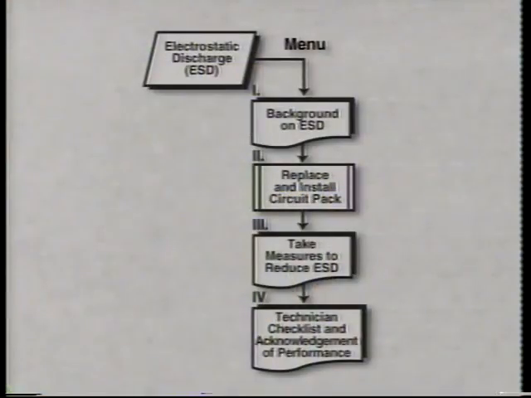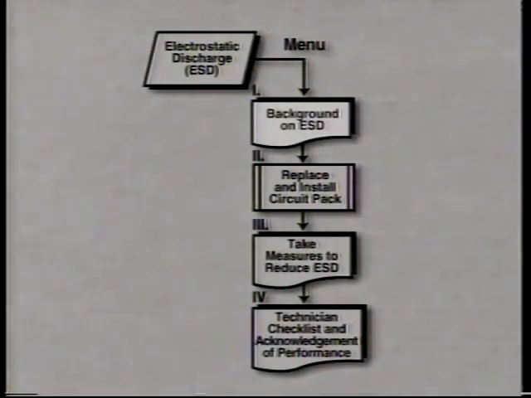The ESD job aid begins with a menu taking you through, number 1, background on ESD, including the failure models we mentioned earlier. Number 2, replace and install circuit pack, which gives a step-by-step detail along with questions you'll need to ask yourself as you work through the circuit pack installation procedure. Number 3, covers measures and precautions against damages caused by ESD. And number 4, includes a technician checklist and acknowledgement of performance.